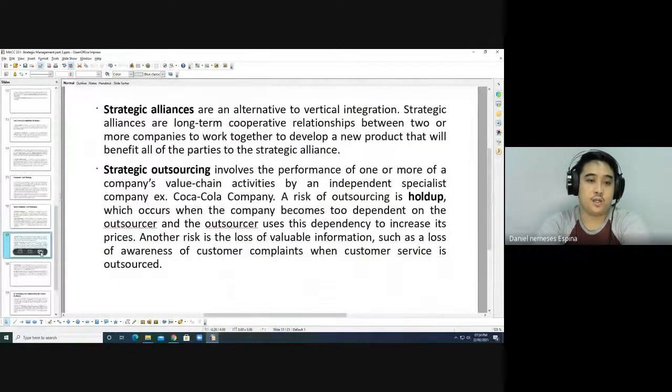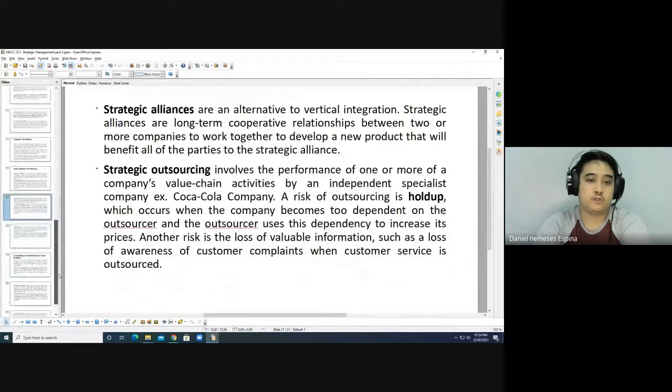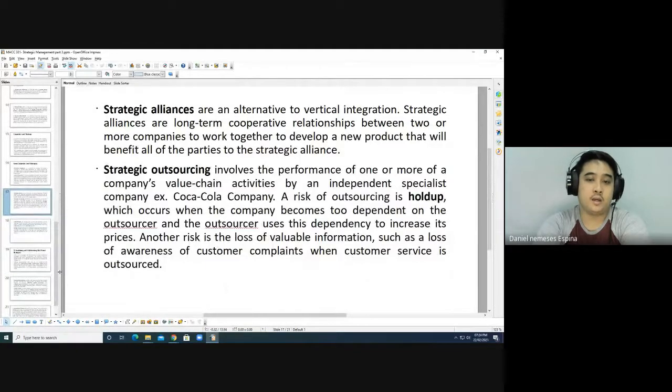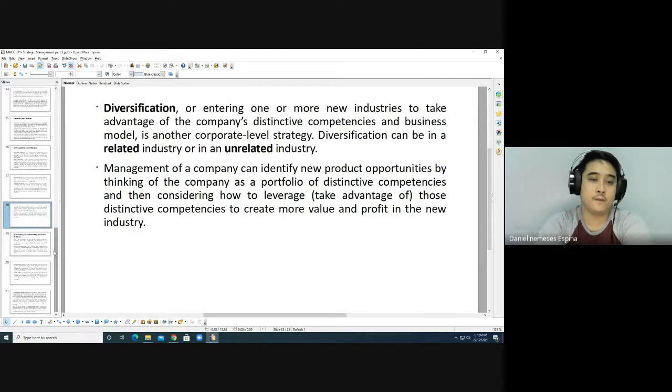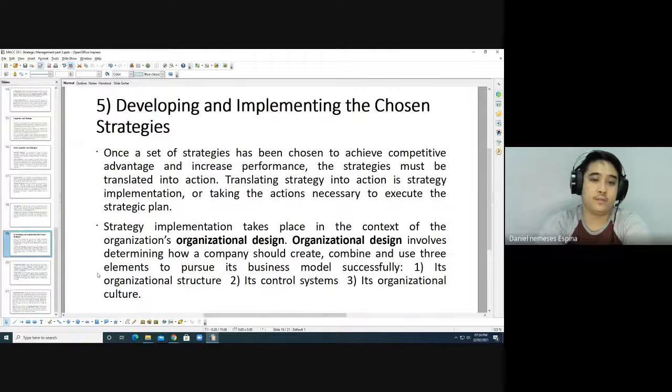We have also strategic outsourcing. It's focusing on the activity that is the forte of the company, then outsourcing other activities to outsiders. We have diversification, or entering into a new business venture. The diversification can be related or unrelated. Then we finally discussed the development and implementation of the chosen strategy and why organizational design is a very important consideration in the implementation.